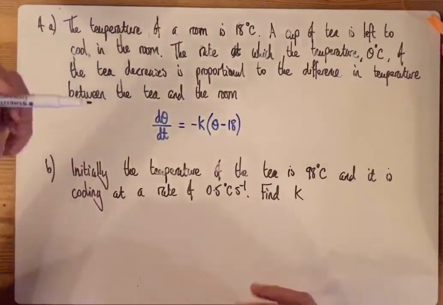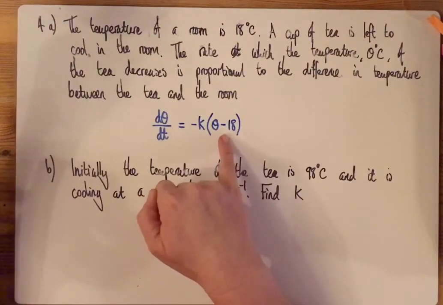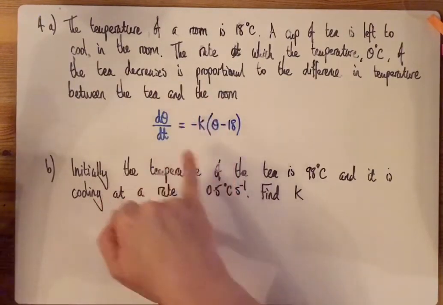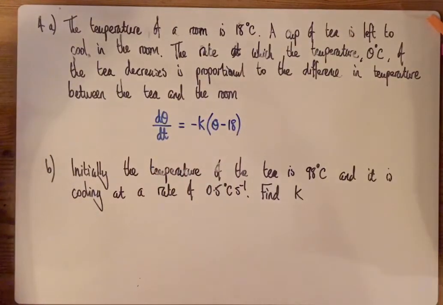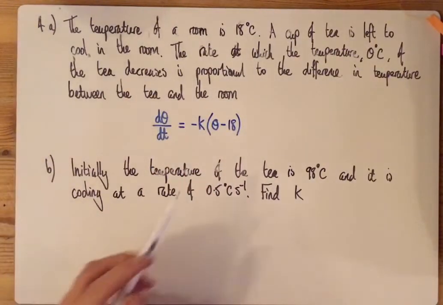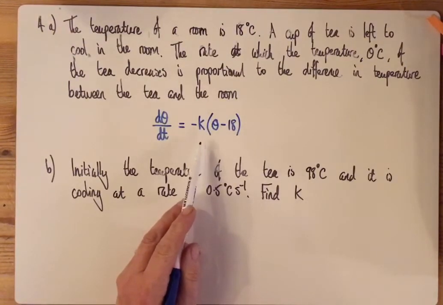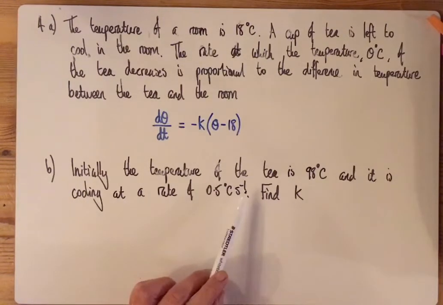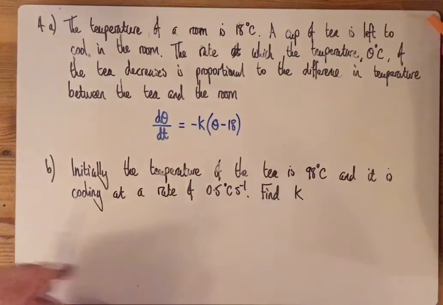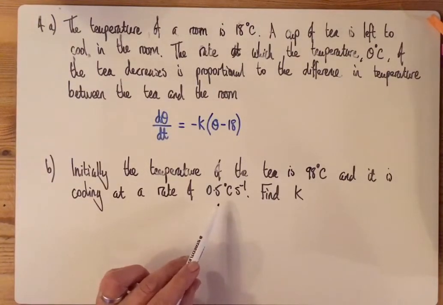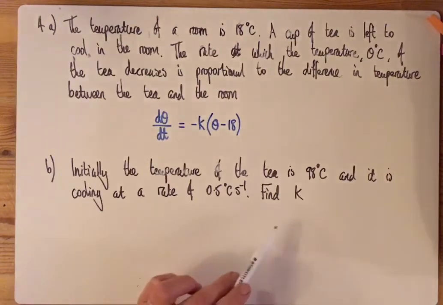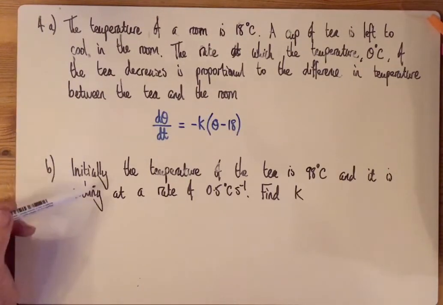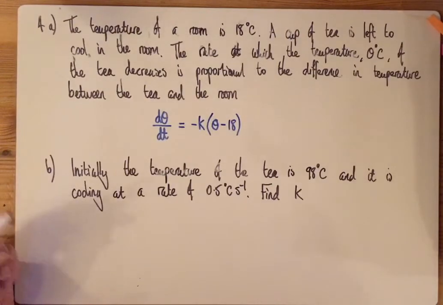To find a difference, you subtract, and you want it to be a positive difference here, because then you know whether the overall sign is going to be positive or negative. And then a bit more information enables you to find the value of k. Remember, k is a constant, so it's fixed. Initially the temperature of the tea is 98 degrees C, and it is cooling at a rate of 0.5 degrees C per second, and we want to find k. We don't actually need the word initially here, but it just means that at a particular instant in time, these two are linked in this way.